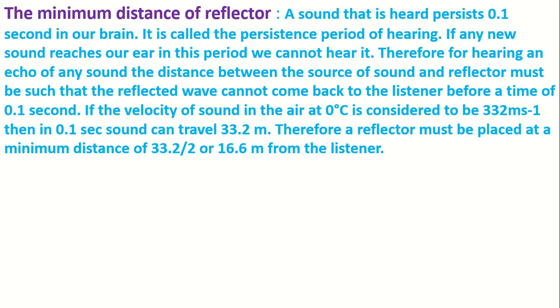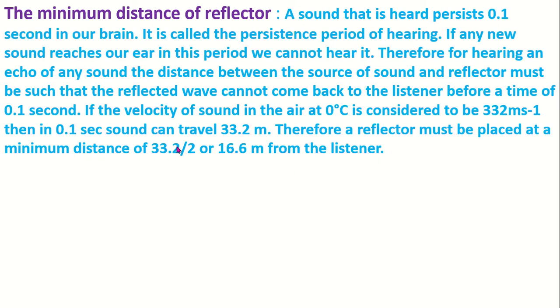Therefore, for hearing an echo of any sound, the distance between the source of the sound and the reflector must be such that the reflected wave cannot come back to the listener before a time of 0.1 second. If the velocity of sound in air at 0 degrees Celsius is considered to be 332 meters per second, then in 0.1 second, sound can travel 33.2 meters. Therefore, a reflector must be placed at a minimum distance of 33.2 divided by 2, or 16.6 meters from the listener.